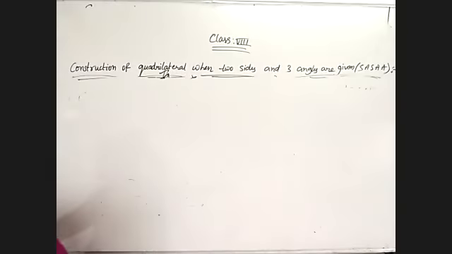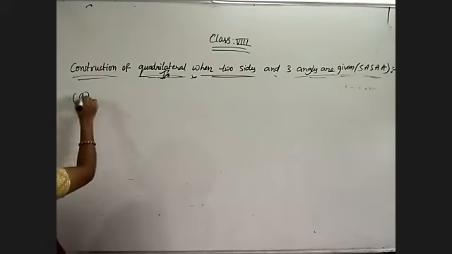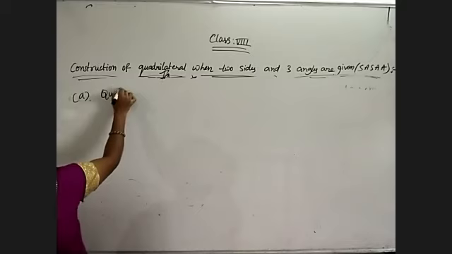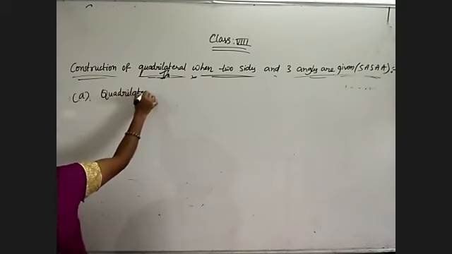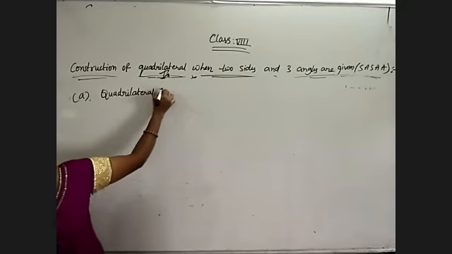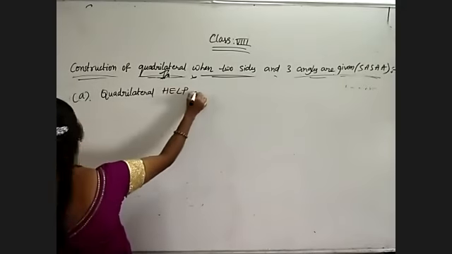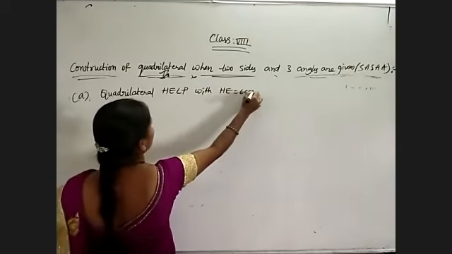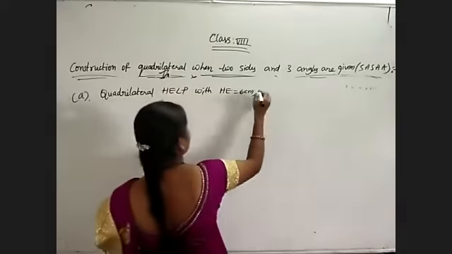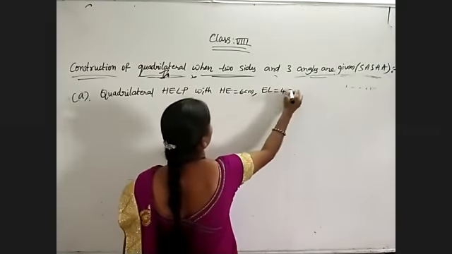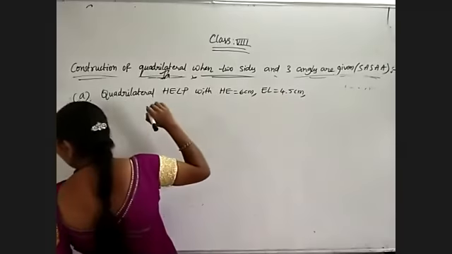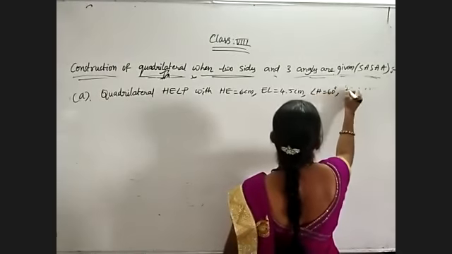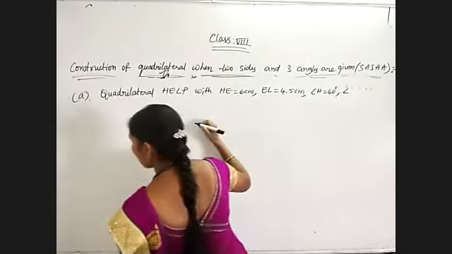Observe the question. Otherwise, I'll leave the construction steps. I'll just give the explanation for the quadrilateral construction. Quadrilateral HELP with HE equal to 6 centimeters, EL equal to 4.5 centimeters. Two sides given. Angle H is 60 degrees. Angle E is 105 degrees.